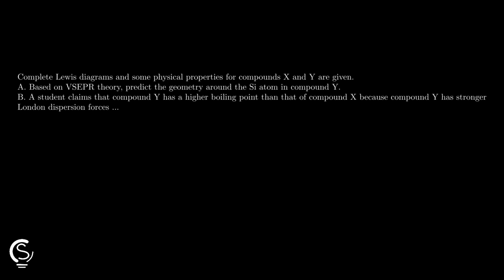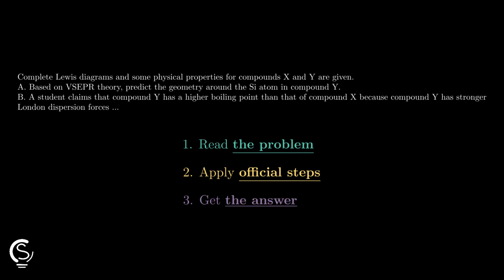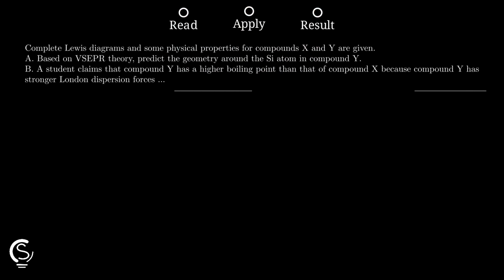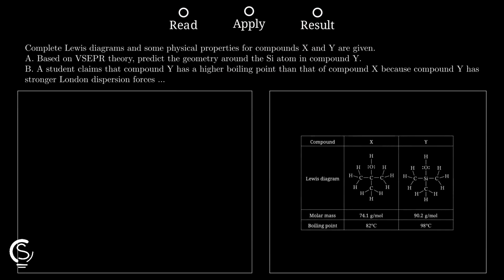A. The central silicon atom in compound Y has 4 bonding electron domains and no lone pairs, resulting in a tetrahedral molecular geometry according to VSEPR theory. Agree. While both compounds exhibit hydrogen bonding, compound Y has more electrons and a higher molar mass than compound X. This creates a larger, more polarizable electron cloud, leading to stronger London dispersion forces and a higher boiling point.